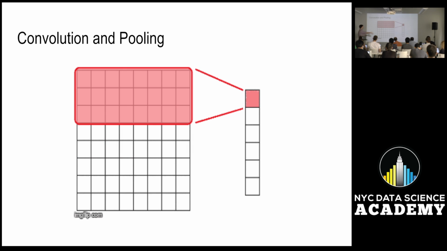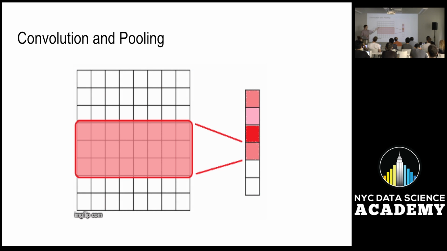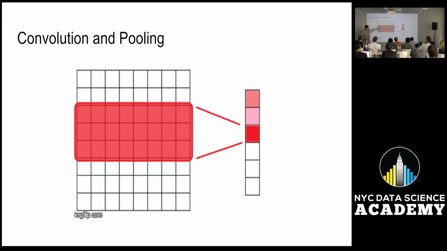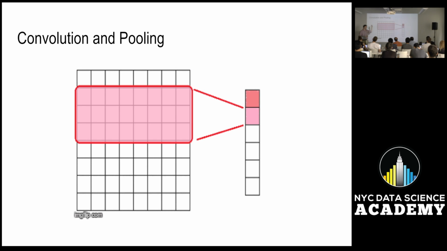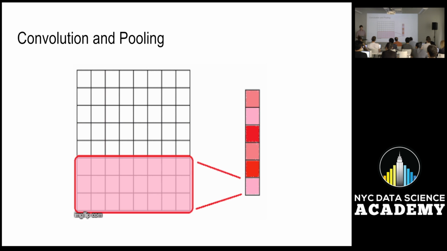And then convolution and pooling, this is just what that looks like. So convolution is when you take a filter and you slide it through your data, pulling out some aggregate information. Pooling is where you go at the end and you take the most important features. So you would take the max feature, which would be the dark red, and you put that into the next layer.